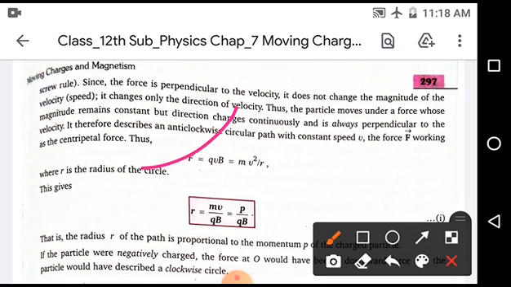And we also know that when any charged particle moves on a circular path, then a force is working towards the center which is known as centripetal force. In this case we equate and we get small r is equal to mv upon qB. So this is the radius of the path where the charged particle moves.